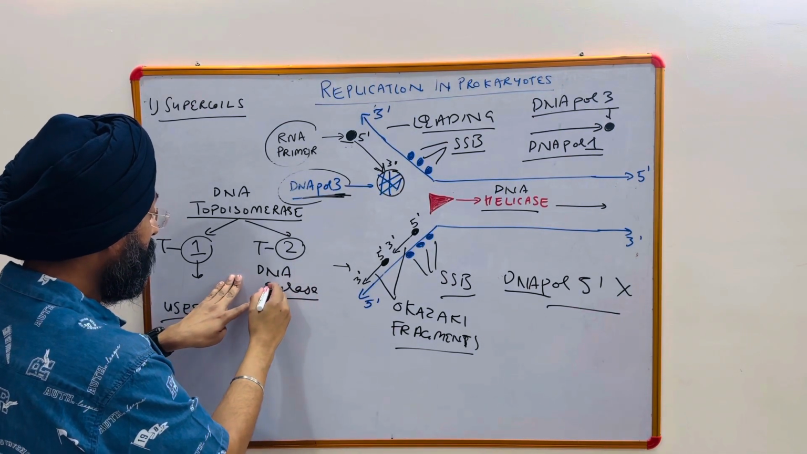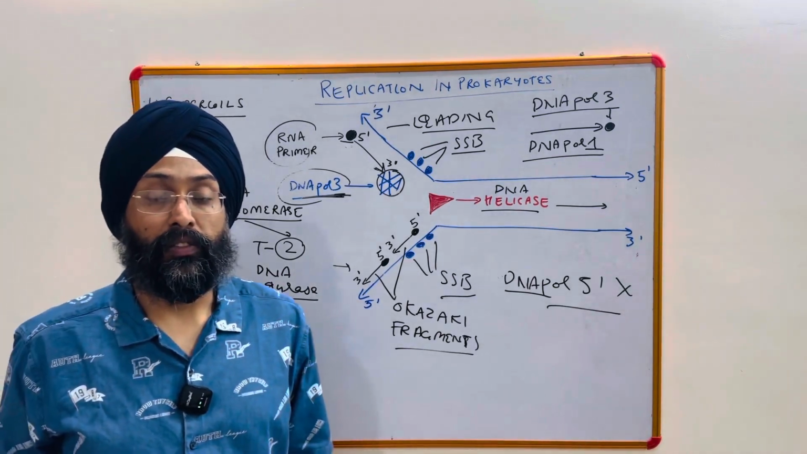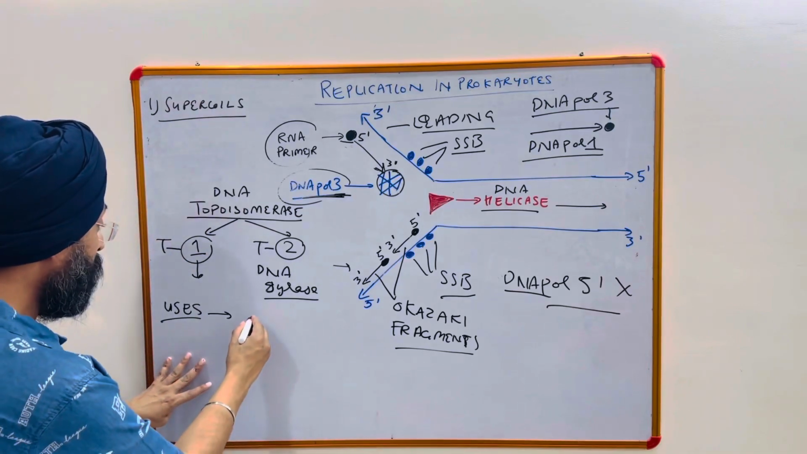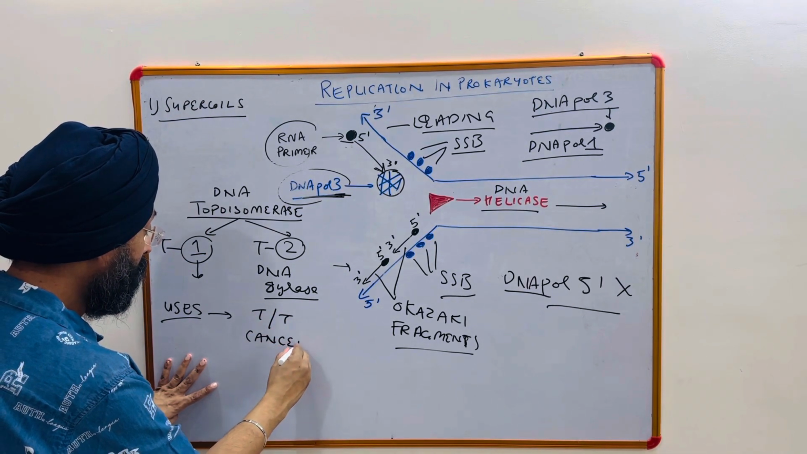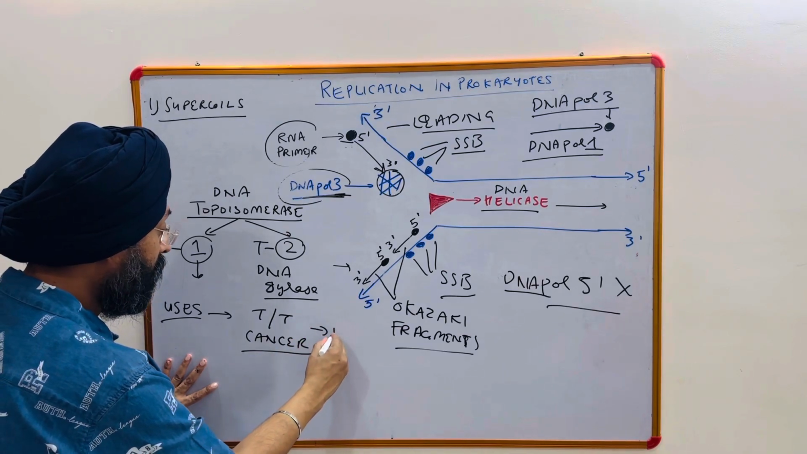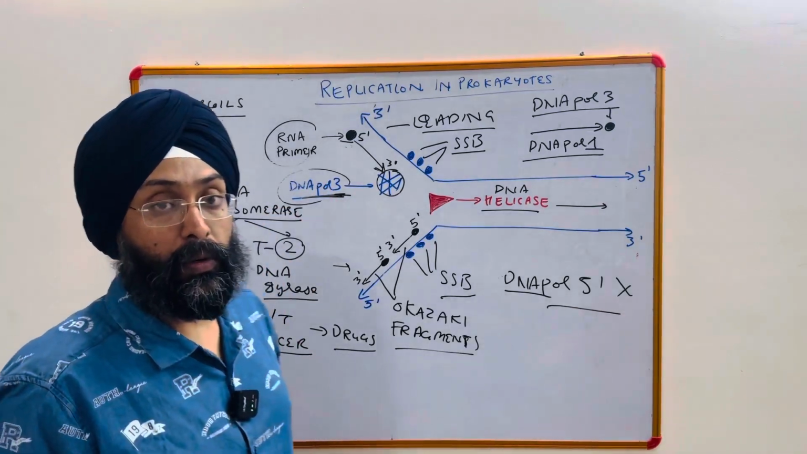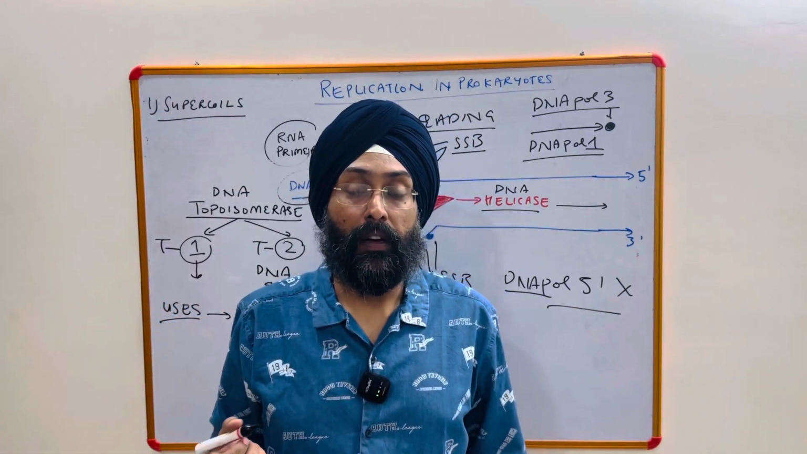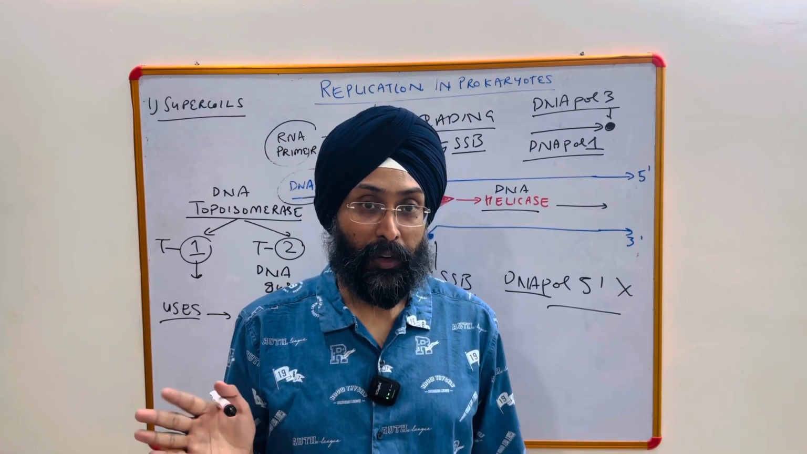DNA gyrase, right? Now coming to the uses of topoisomerases, they are used in the treatment of cancer, because we use several drugs that target these topoisomerases to control the uncontrolled multiplication of cells. So that finishes our application of prokaryotes.